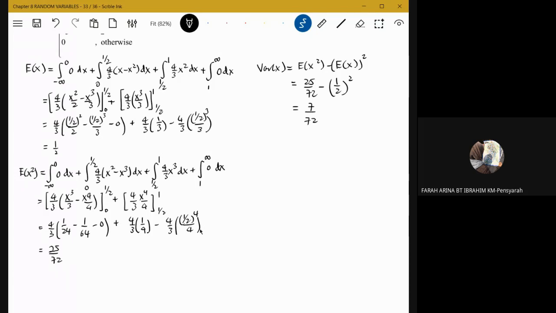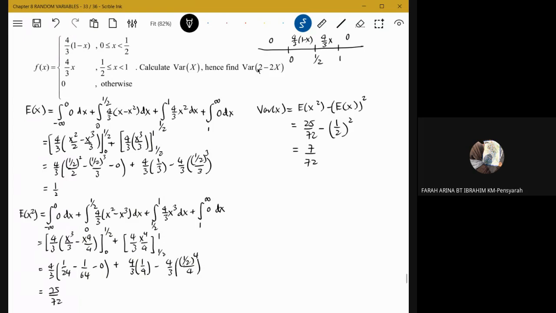Okay, and then the next one, which is hence find the variance of 2 minus 2x. So first thing first, we have to modify the function first. We're going to have negative 2x at the front so that we know that the coefficient of x is a negative 2. You have to square. And then variance of constant, we get 0. So we end up with 4 times with the 7 over 72. So we're going to have 28 over 72 can be simplified to be 7 over 18.